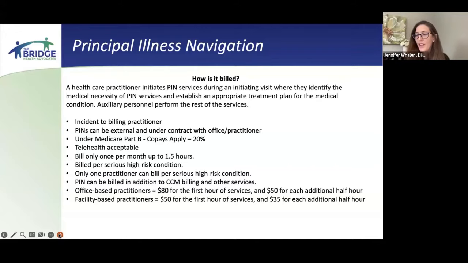Yeah, so Melissa, do you see this as something that patient advocates could become involved with? What are some of the caveats that you would offer to advocates, or some of the challenges that you would see for advocates, working as a PIN?